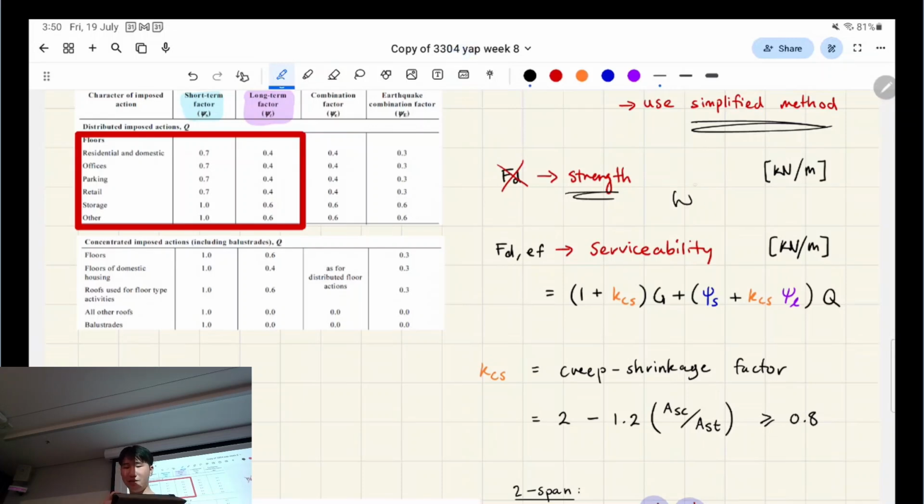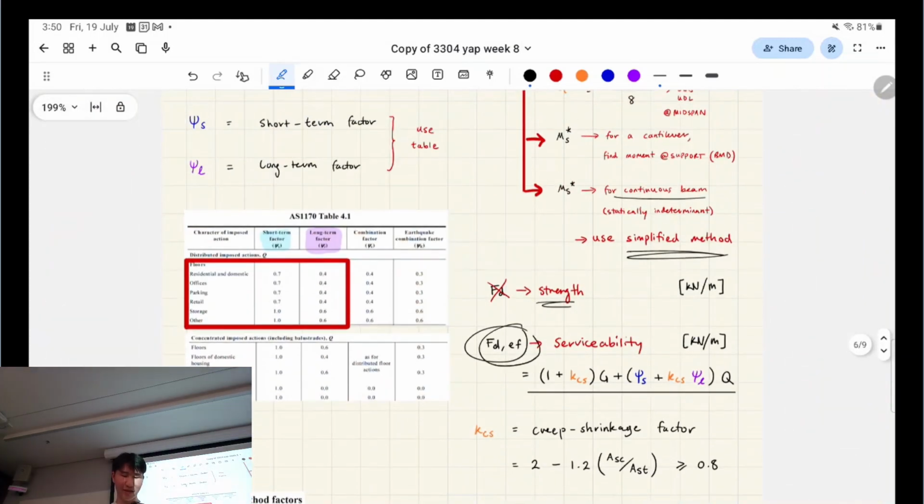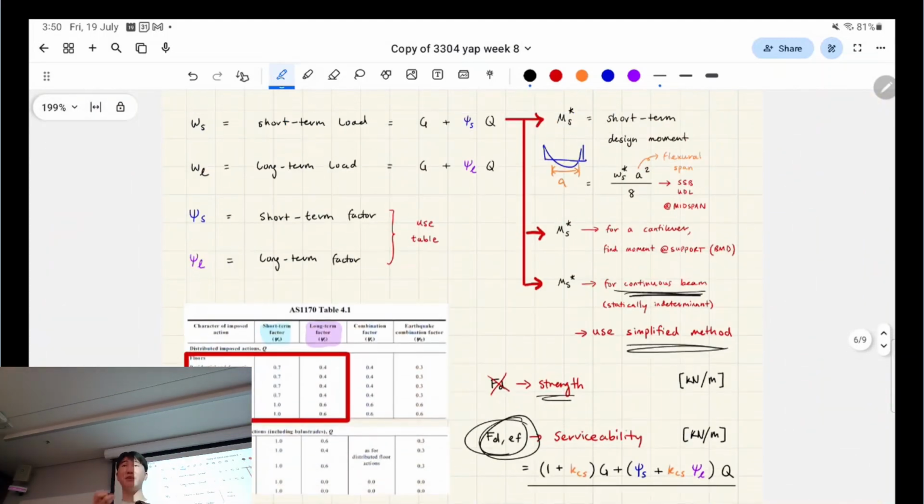It's like W star factored for strength, kind of, right? So instead, we have to adjust it slightly, and it's called FDEF. And this is what we use for serviceability, right? And it has this formula, right? And again, we only really have to calculate this when we're doing a continuous beam where it's really hard to find these values through normal 1300 analysis, right?